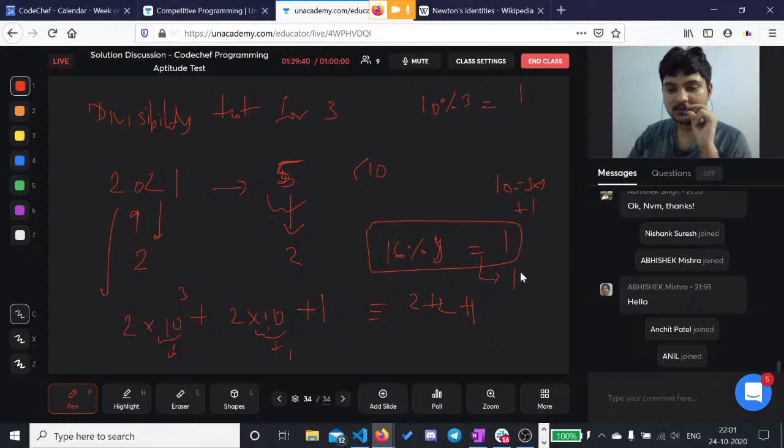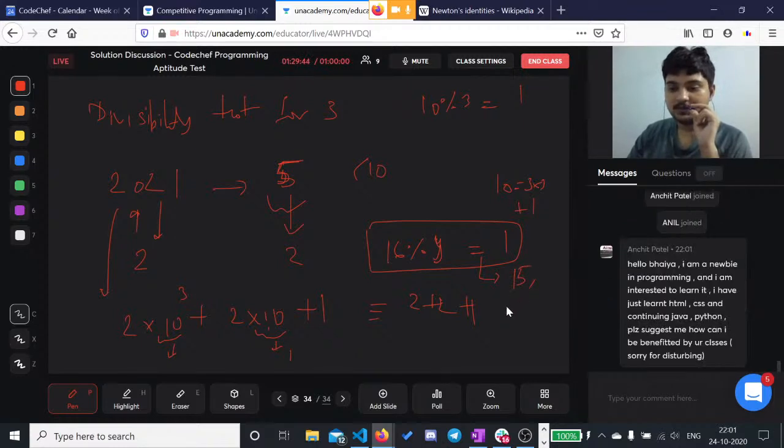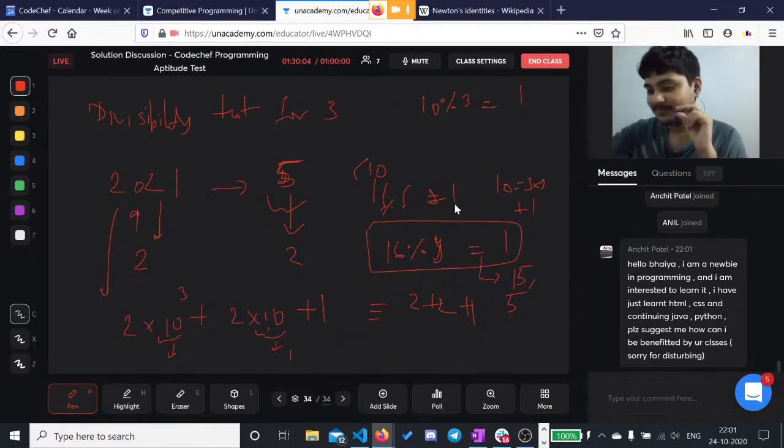It was 15, 3 and 5. So yeah, there was a mistake. 6 was also listed as an answer, but 6 is not correct, because 16 modulo 6 is not 1. So that was a mistake, and sorry for that.